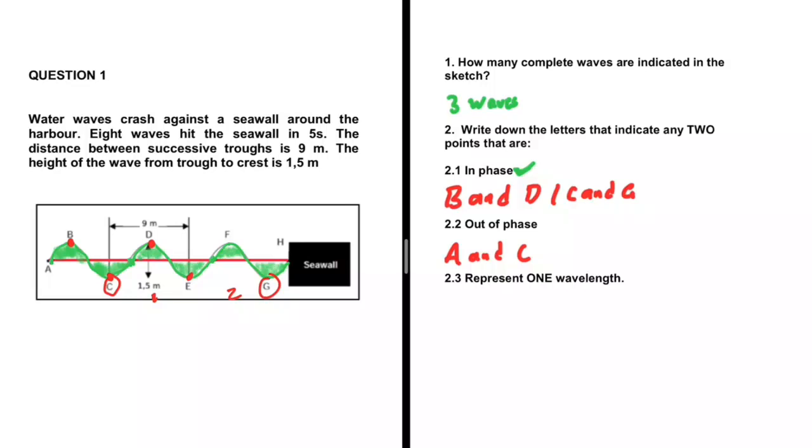Any 2 successive crests will represent 1 wavelength. So B and D, from B to D, we have 1 wavelength. From D to F, we have another wavelength. And then from C to E, we have another wavelength. And the same is true with E and G. That's another wavelength. So the answer to 2.3, we can just say B and D. Between B and D, we have 1 wavelength.